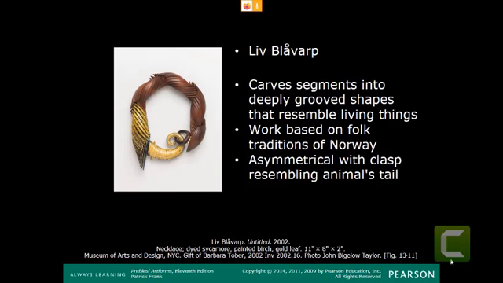Liv Blavarp, Untitled, 2002. You can say that it is a very, very geometric shape, but at the same time resembles many natural shapes.